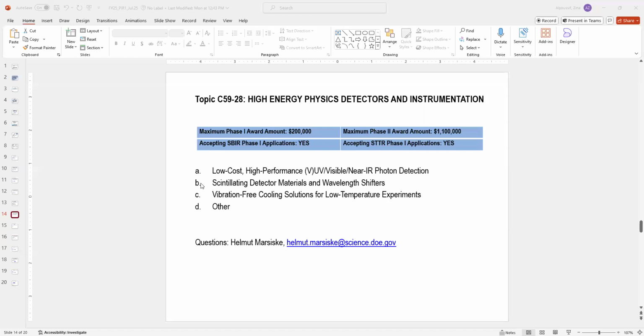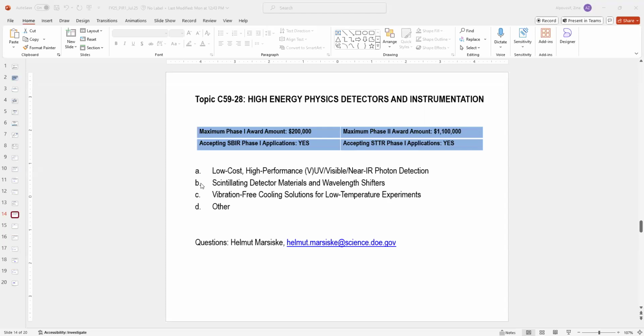We are looking for applications that realize this in the form of ceramics or glasses. We're not looking for scintillating crystals in this particular subtopic.